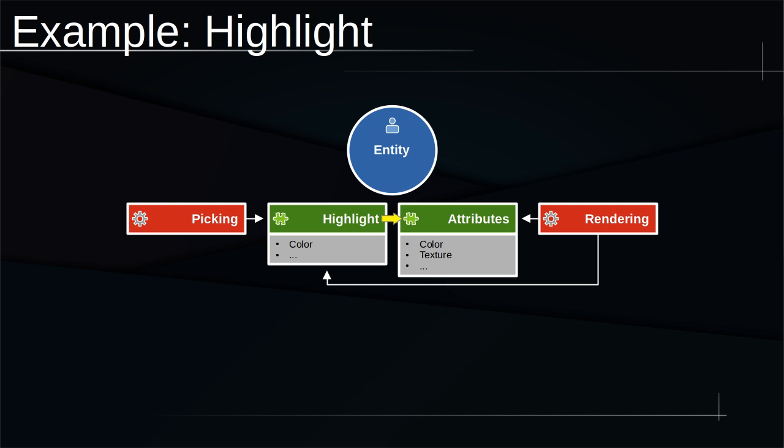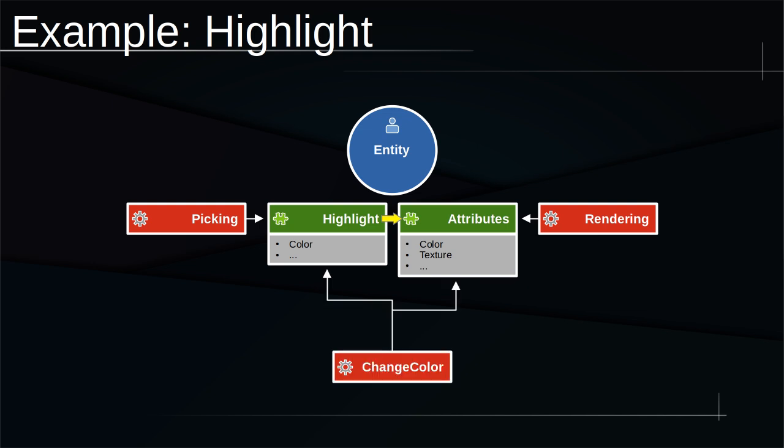Another approach, like I mentioned a minute ago, is to create a system that operates on both components simultaneously. Something like this change color system. However, this is yet again an inflexible solution, because anytime we want to establish a new component-component interaction, we have to implement yet another system. What we really need is some type of functionality that will allow us to define an arbitrary number of interactions between an arbitrary number of components.